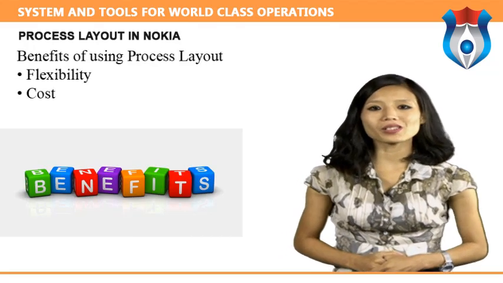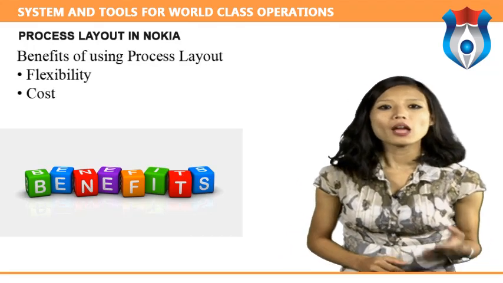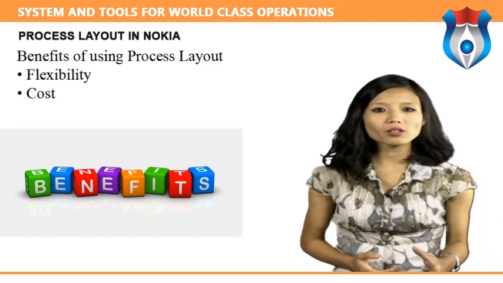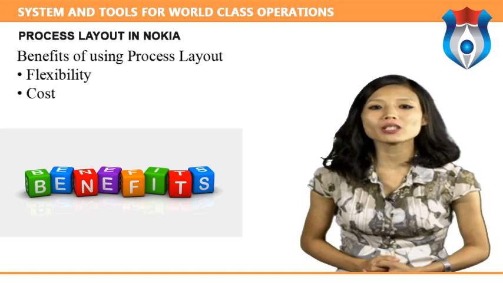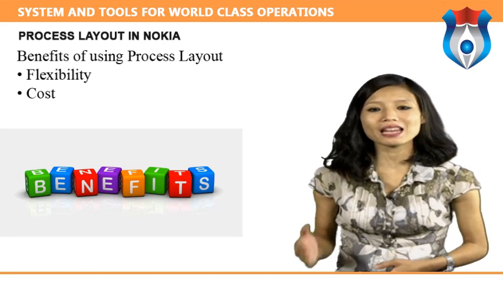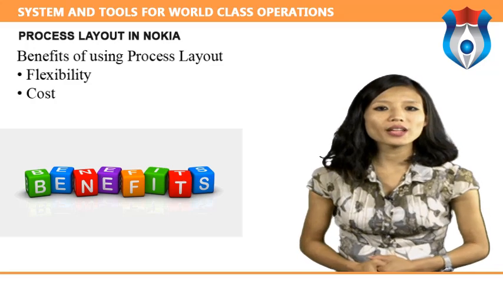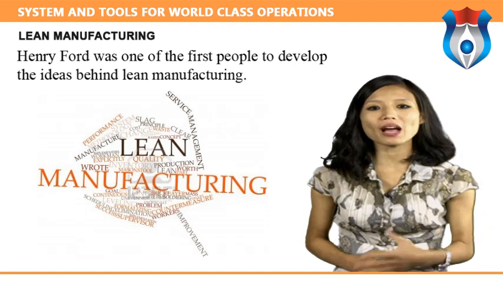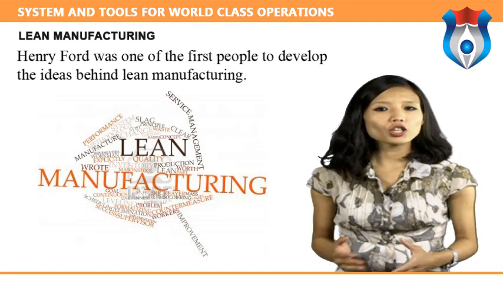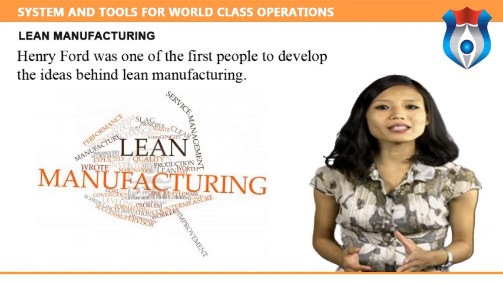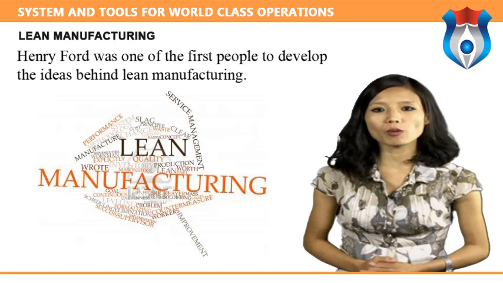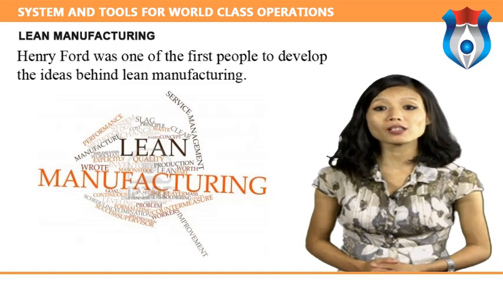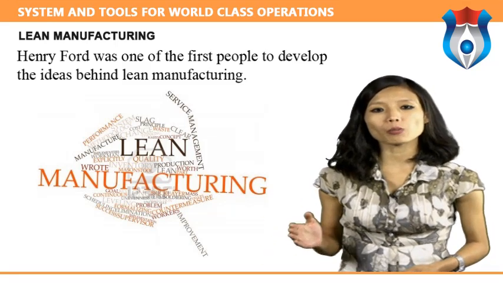Benefits of using process layout. Flexibility. The firm has the ability to handle a variety of processing requirements. Cost. Sometimes the general purpose equipment utilized may be less costly to purchase and less costly and easier to maintain than specialized equipment. Henry Ford was one of the first people to develop the ideas behind lean manufacturing. He used the idea of continuous flow on the assembly line for his Model T automobile, where he kept production standards extremely tight, so each stage of the process fitted together with each other stage perfectly.